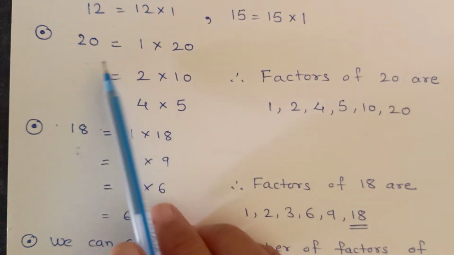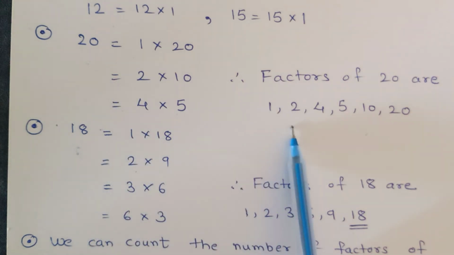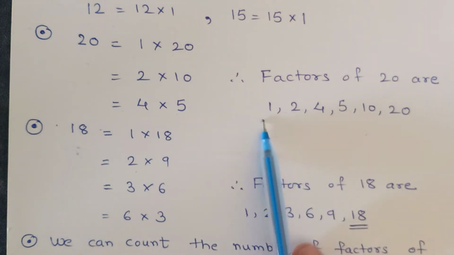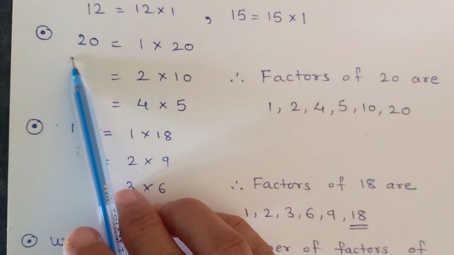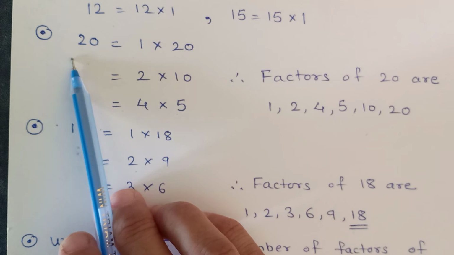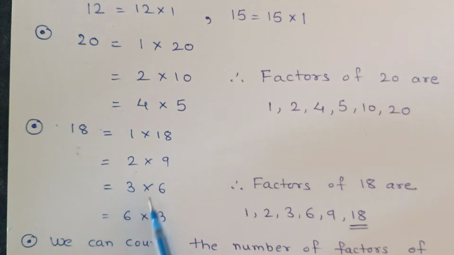In the previous one we found the factors of 20. Even in this you can see all the factors are less than or equal to the given number. So here we proved that every factor is less than or equal to the given number. Let's see the next property.